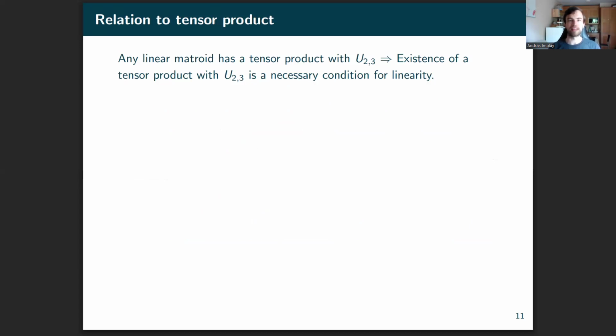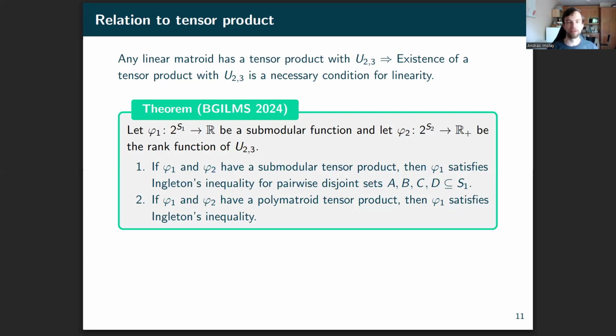What's the connection with tensor product? Well, as we have seen, in the linear algebraic sense there is a tensor product, and this U2-4 uniform matroid is representable over every field. So the existence of a tensor product with this matroid is a necessary condition for linearity. And what we proved is that if we have a submodular function that has a tensor product with the rank function of this uniform matroid, then Ingleton's inequality holds.